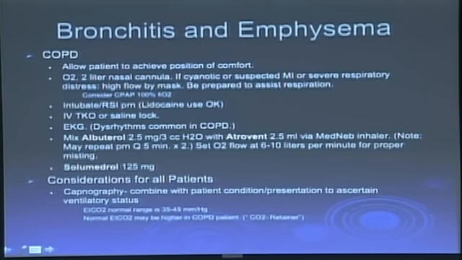Albuterol, 2.5 milligrams in 3 cc's with Atrovent by a med-neb inhaler. Whether they're wheezing or not, it still works for emphysema, improves emphysema and COPD, improves the bronchial dilatation, improves airflow.